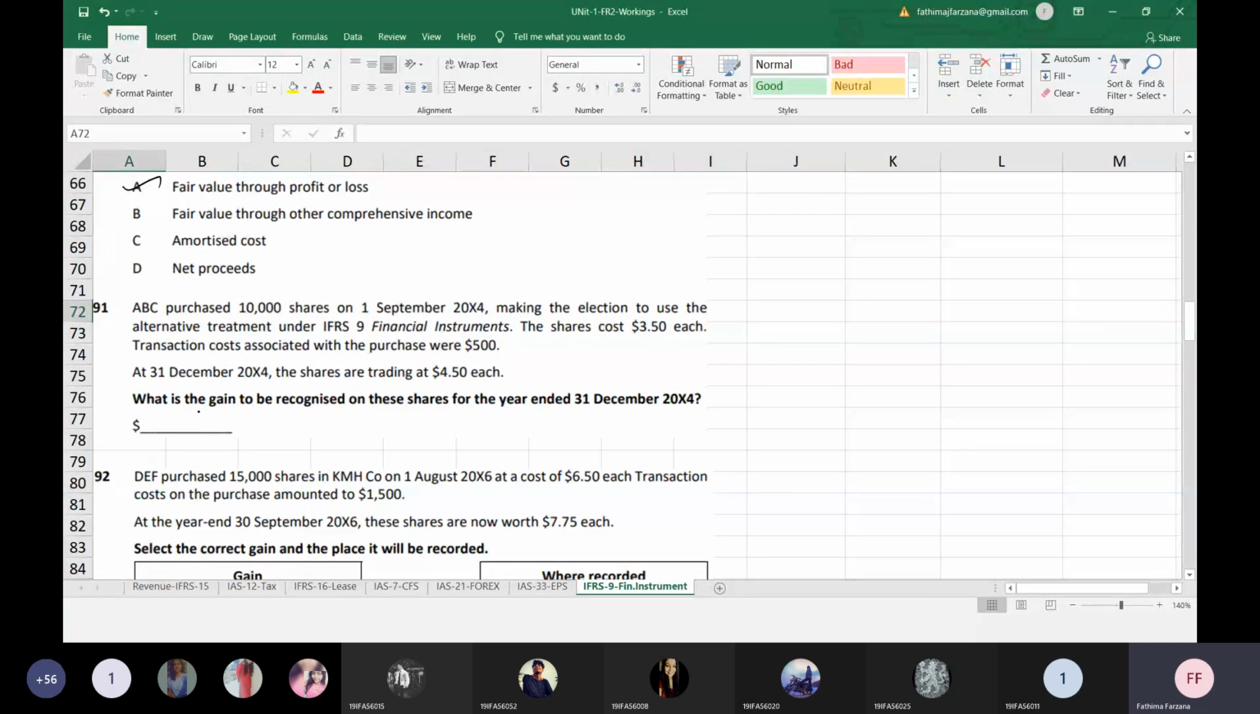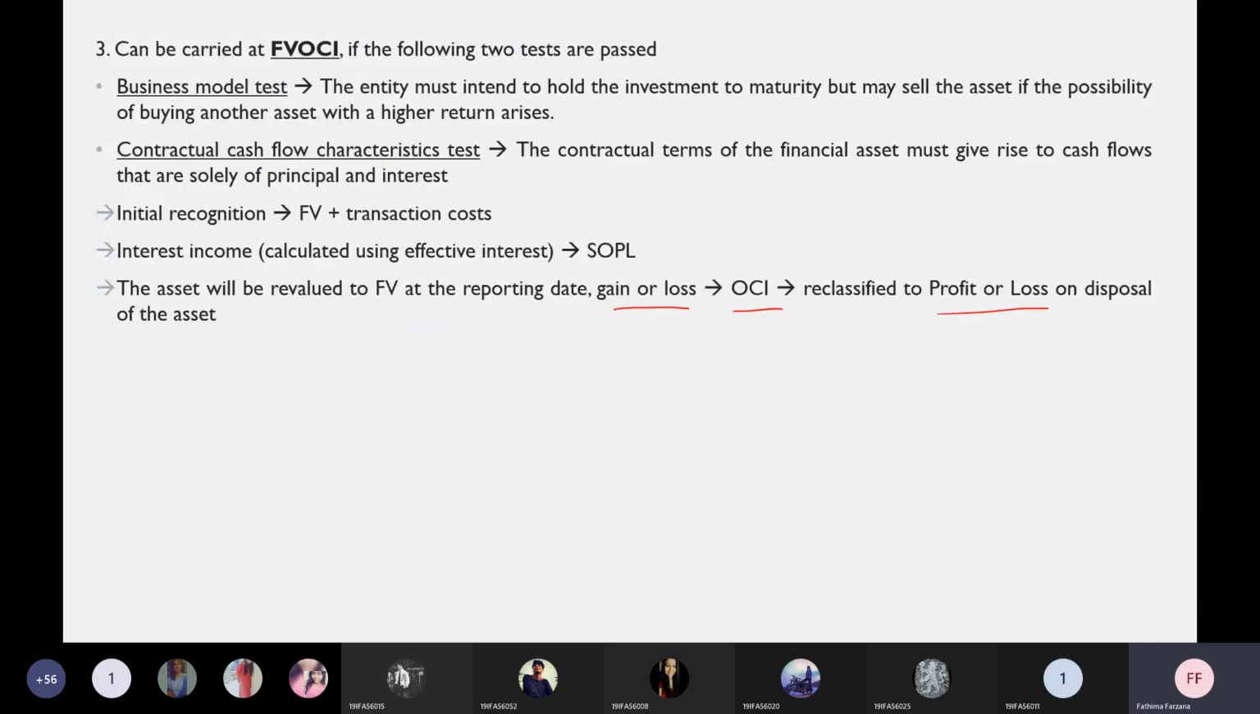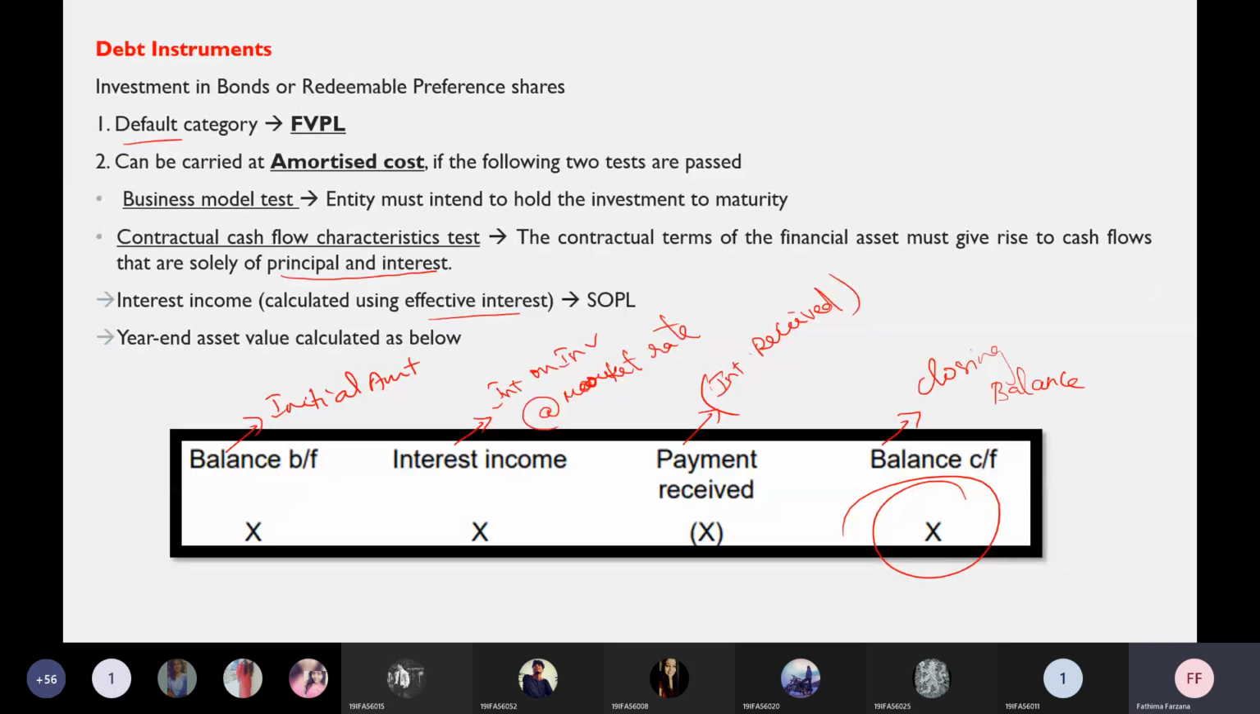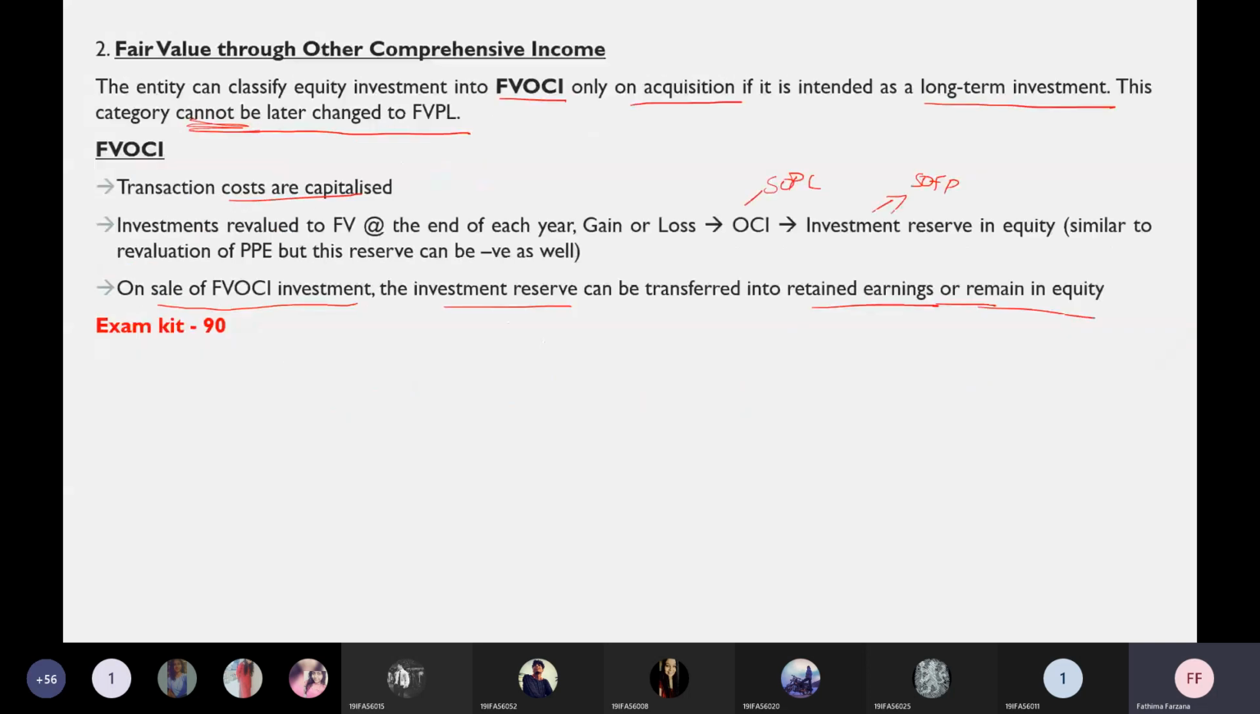Now, what is asked? What is the gain to be recognized on these assets on 31st December 2004? When are you purchasing this asset? 1st September. Okay. Now, let me go to the theory part here. One problem we should do perfectly. This is a financial instrument, right? And I'm going to use this method, FVOCI.